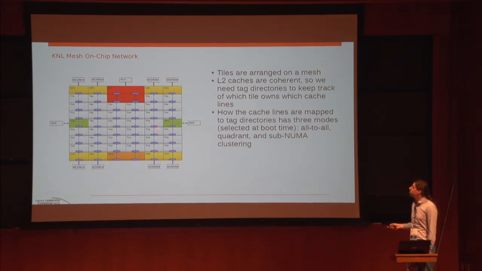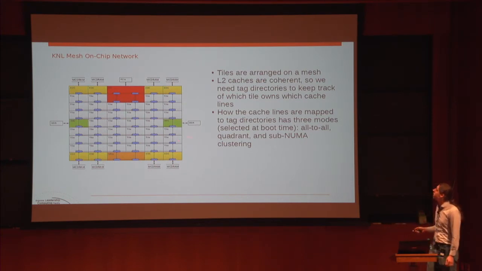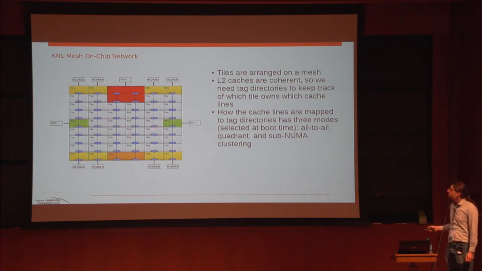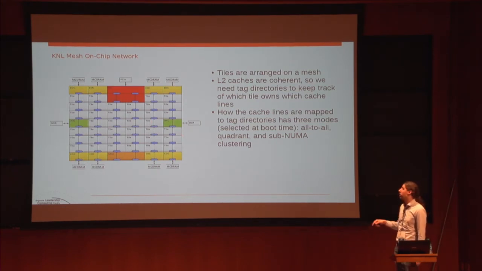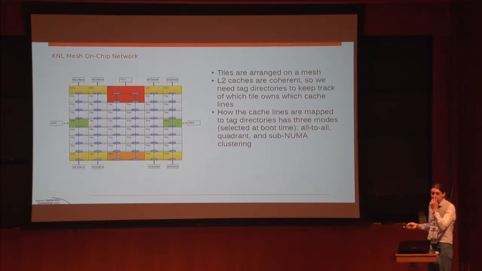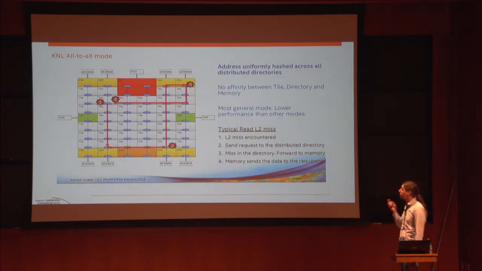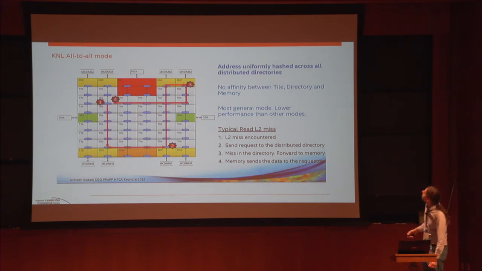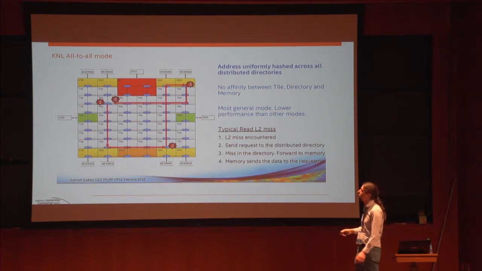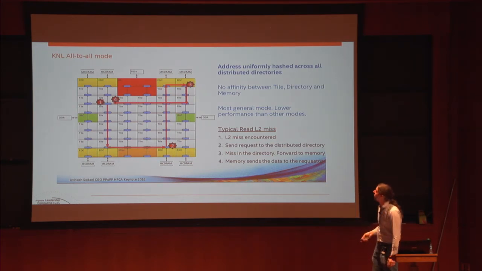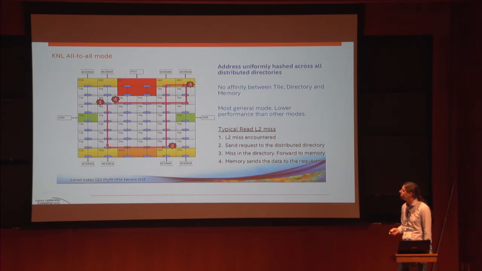Each of these tiles has its own L2 cache, but the memory system in general is coherent, which means that when you make a request, if that cache line is present in some other tile's cache, you need to fetch it from there instead of going to memory. And so you need to keep track of which tiles have which cache lines. For that, they have these things called tag directories. The way that memory addresses are assigned to the tag directories is different in the different modes. There's an all-to-all mode, which is a generic best guess, a random distribution in a sense, of all addresses to all tag directories all over the chip.